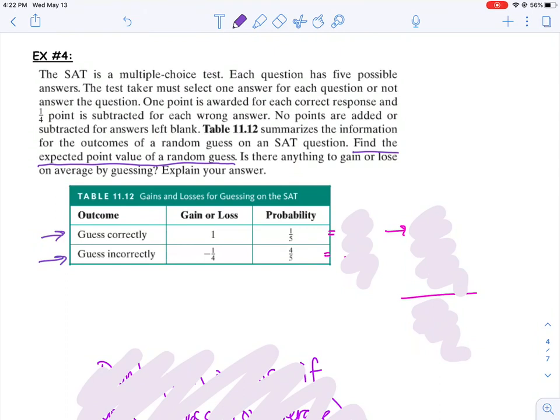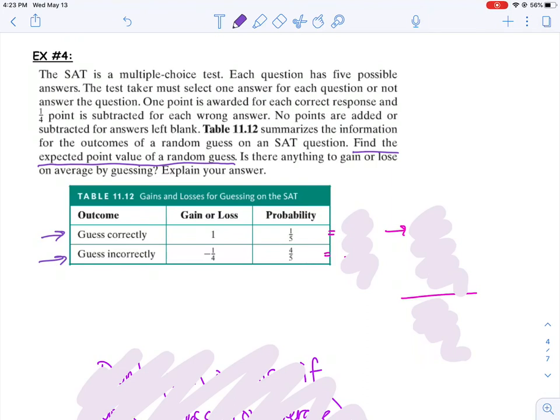So let's see. Let's find our expected value by taking our different outcomes and multiplying it by the probability and then adding those values together. So our different outcomes are either guessing correctly or guessing incorrectly, right? No other choice. I guess leave it blank and then there's nothing, okay? So when you guess correctly, what do you gain or lose? Well, if you guess it correctly, don't you gain a point? A point is added to your score. And if there are 5 options for each question, it's a multiple choice test, then the probability that you're going to guess the correct answer would be 1 out of 5. There's 1 correct answer out of the 5 options. So the probability is 1/5.